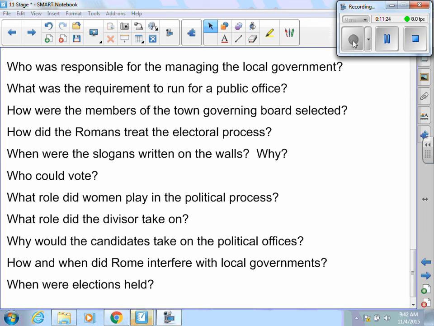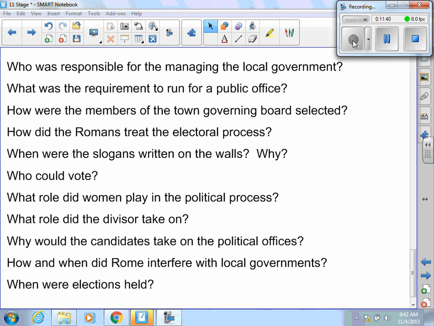How did the Romans treat the electoral process? They took it very, very seriously. It was not something that they were nonchalant about. They took it seriously. They had extensive campaigns to try to gain favor.